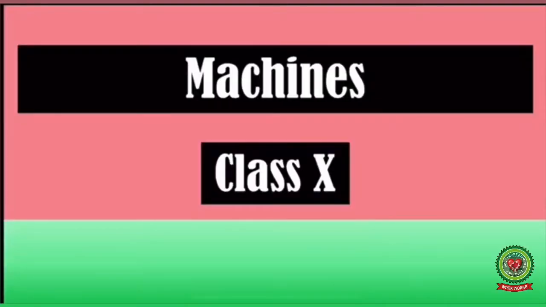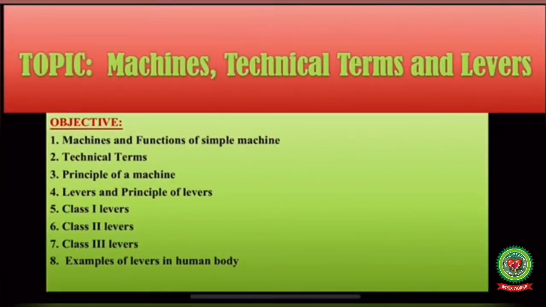Hello everyone, the chapter which we are discussing is Machines of class 10, and the topic which we are going to discuss today is machines, technical terms and levers. The objective of our today's topic is machines and functions of a simple machine, technical terms related to machines, principle of a machine, levers and principle of levers, class 1 levers, class 2 levers, class 3 levers with their examples, and examples of levers in human body.